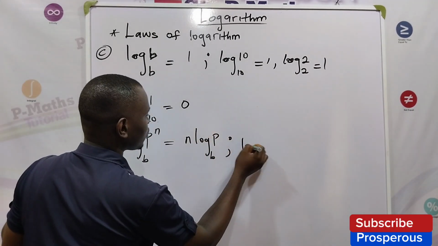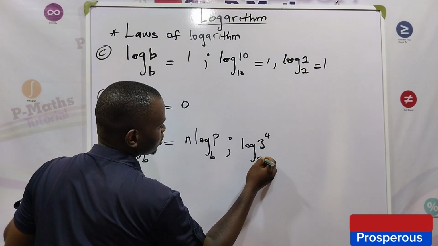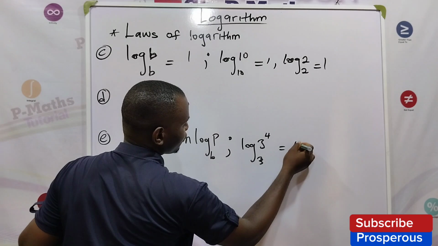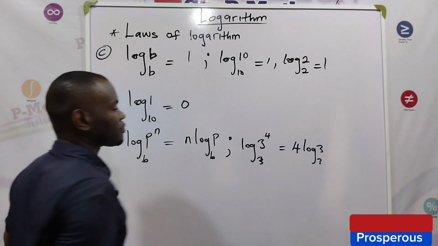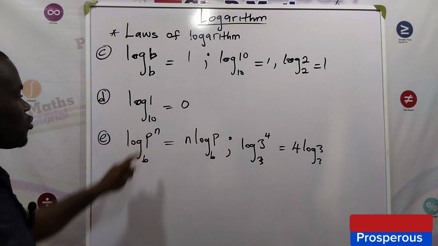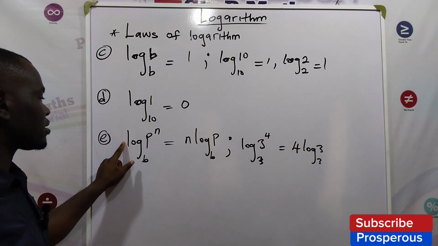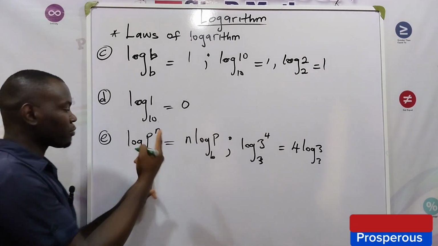I have logarithm of 3 to power 4 base 3. This 4 has to come to the front. Then it becomes 4 logarithm of 3 base 3. That's very simple. So the power will always come to the front.